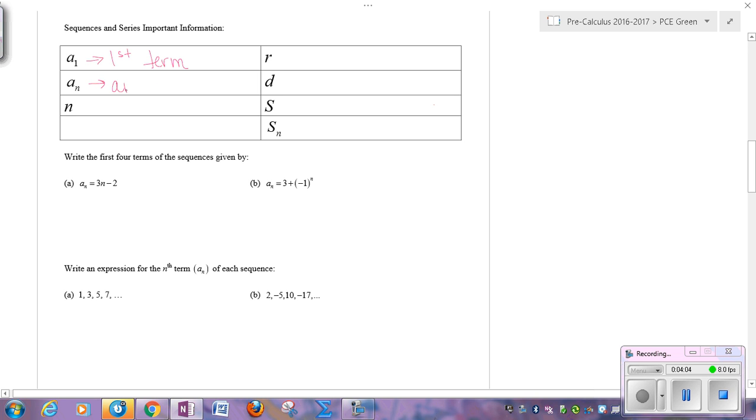A sub n is any term. If I wanted, for example, the 10th term, it would say a sub 10. N is just a number. It's going to help you determine what term you're looking to find or what term you're working with. R is your common ratio. This is used in geometric sequences. Your D is your common difference that is used in arithmetic sequences.